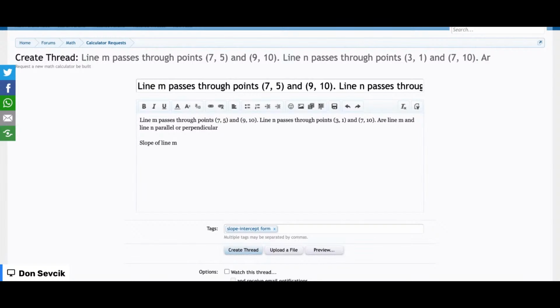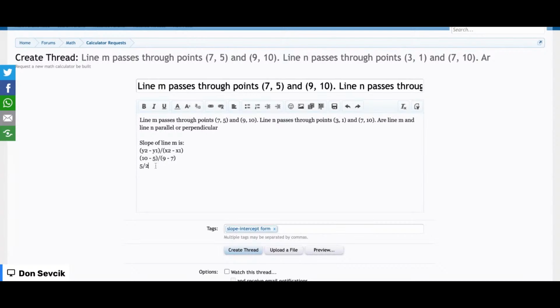Slope of line M is y2 minus y1 over x2 minus x1. Okay. Y2 is what? 10. Y1 is 5. X2 is 9. And x1 is 7. We've got 5 over 2 is our slope for M.